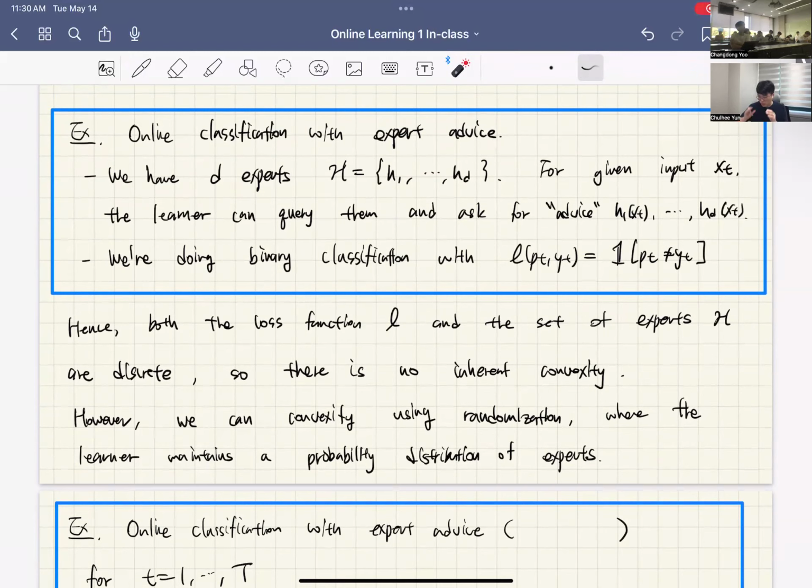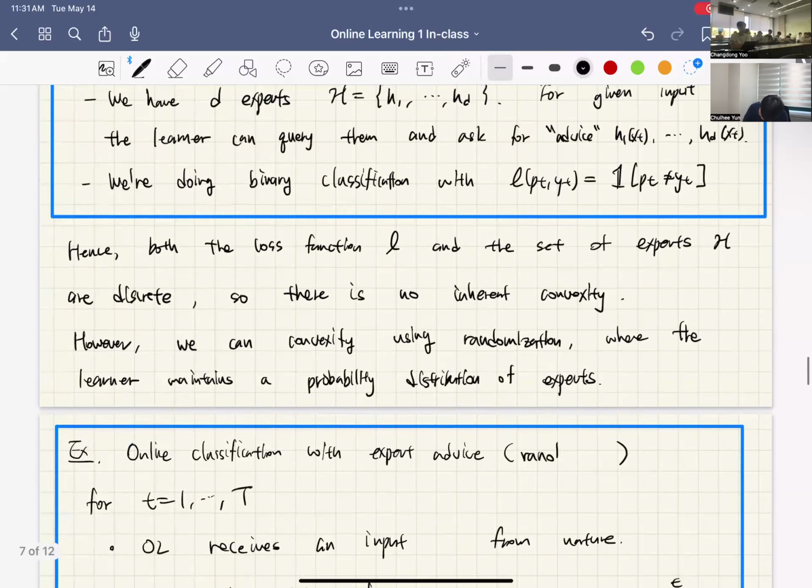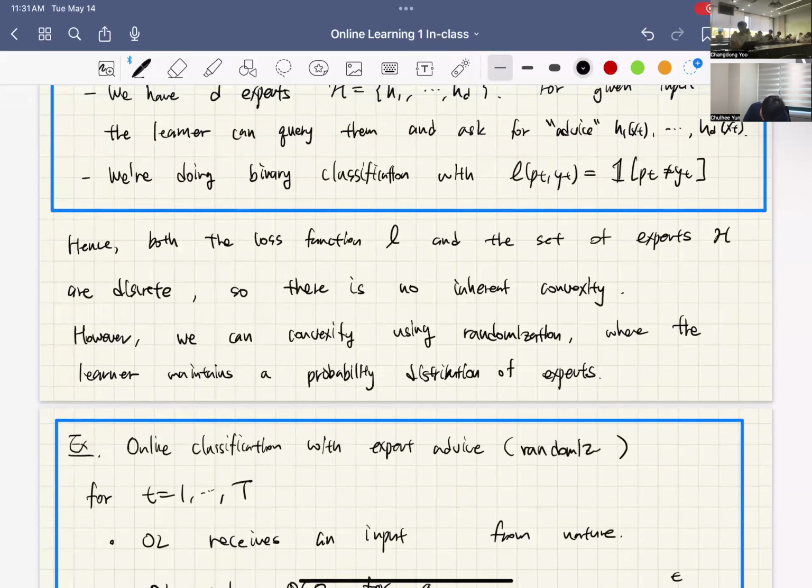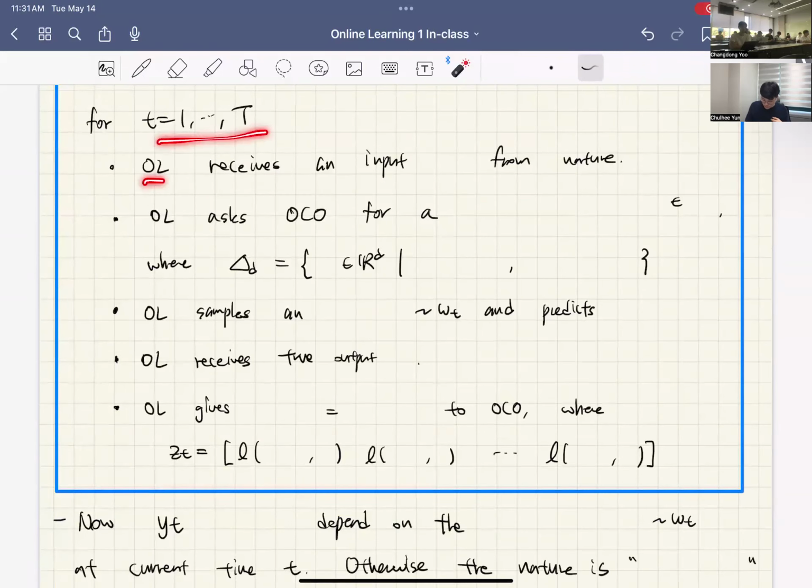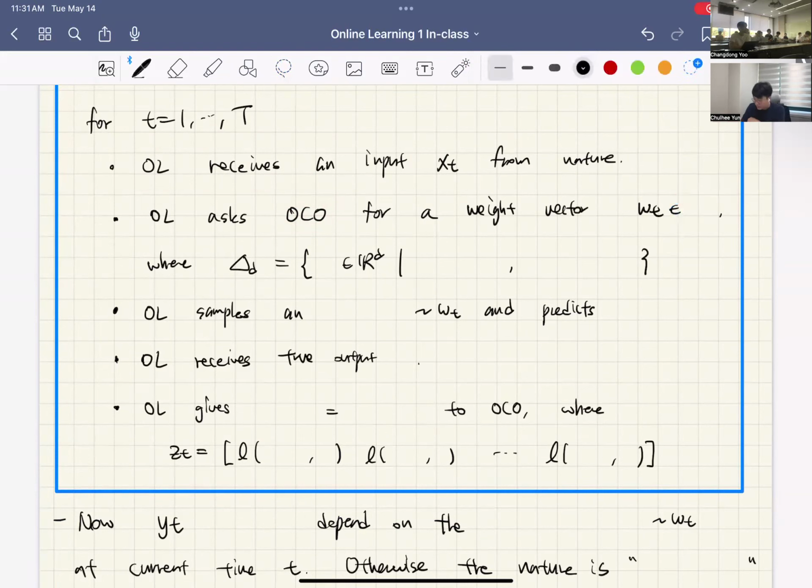And this actually allows us to cast this online learning problem into an OCO problem. And also the impossibility result that I alluded to earlier. Okay, let me describe how we randomize things here. For each time step, the online learner receives an input, XT, from the nature. And then the online learner asks the online convex optimization solver for a weight vector, WT, as usual. But this time, WT is not just an arbitrary d-dimensional vector. It has to come from delta D, where delta D is defined to be the probability simplex.